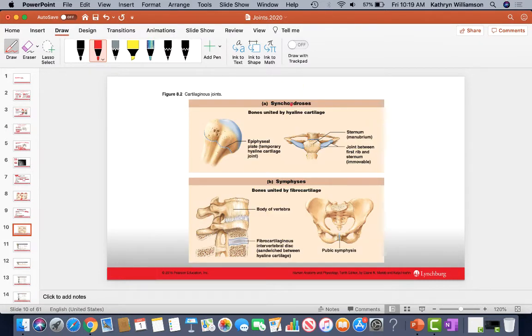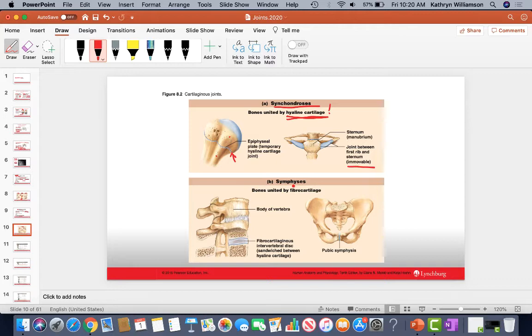If we look at that, here's an example of a synchondrosis, and we know that means these are joints attached by hyaline cartilage. Examples of this would be the epiphyseal plate, where we've got a line of hyaline cartilage separating bone from bone. That is technically a joint until it closes, at which point it's not a joint anymore. And then the joint formed by the first rib as it comes around and attaches to the sternum. Both of these are immovable joints, and these are joints attached by hyaline cartilage.